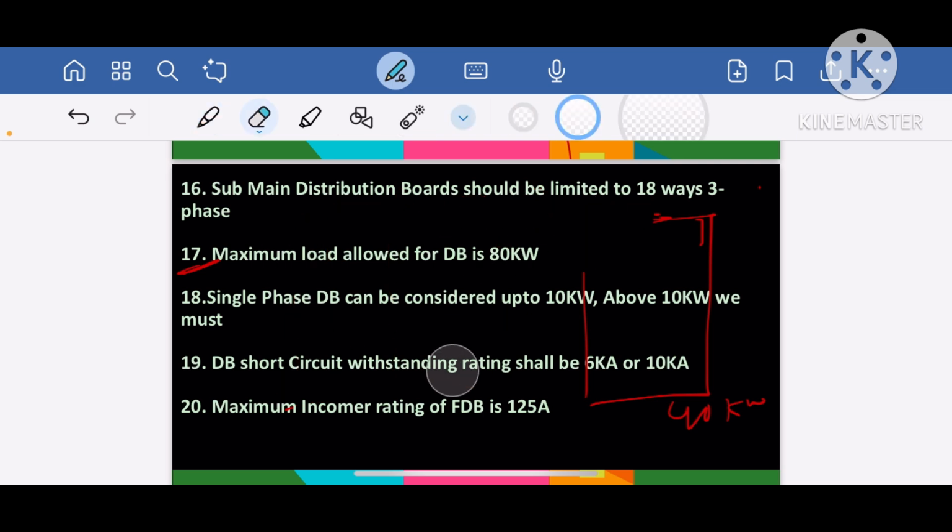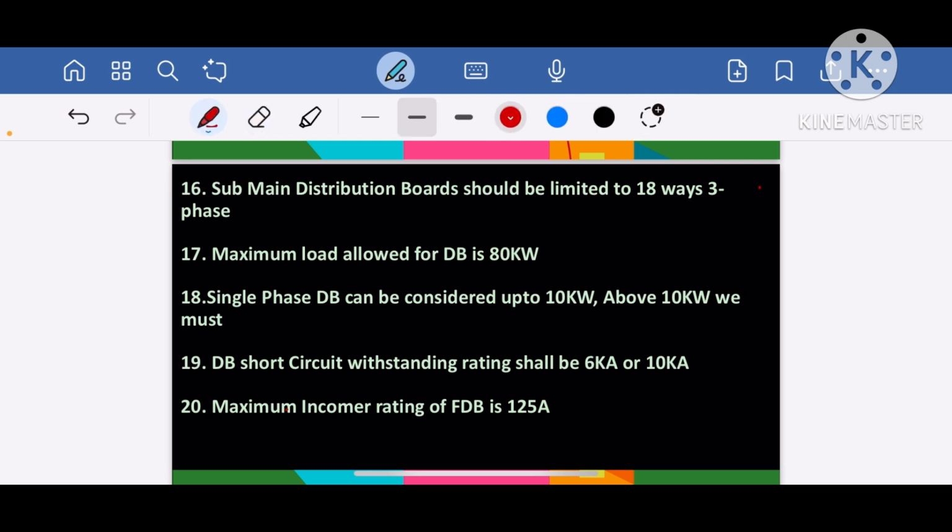This is a very important point in the ADDC, and it is common for DIVA also. Now point number 18, single phase distribution board can be considered up to 10 kilowatt. Above 10 kilowatt we have to use 3-phase. This I already explained to you.